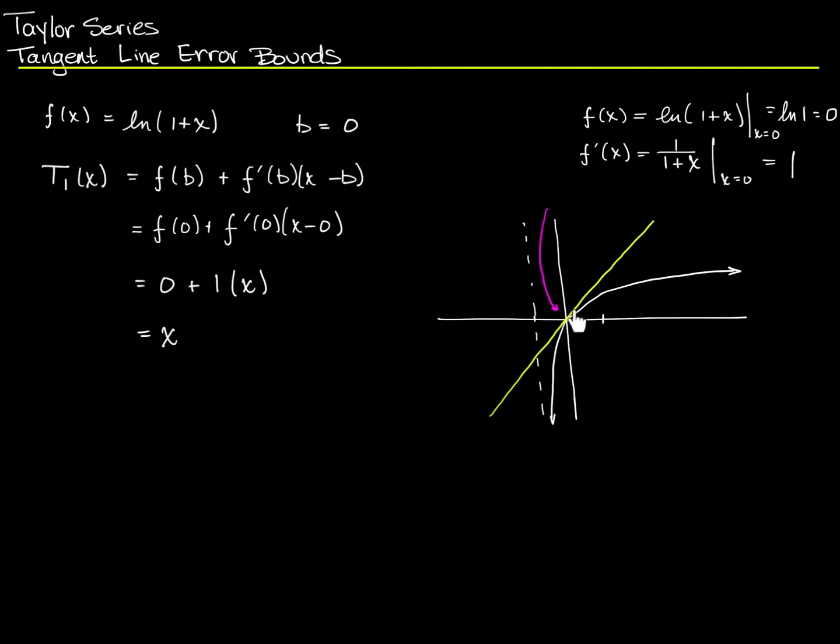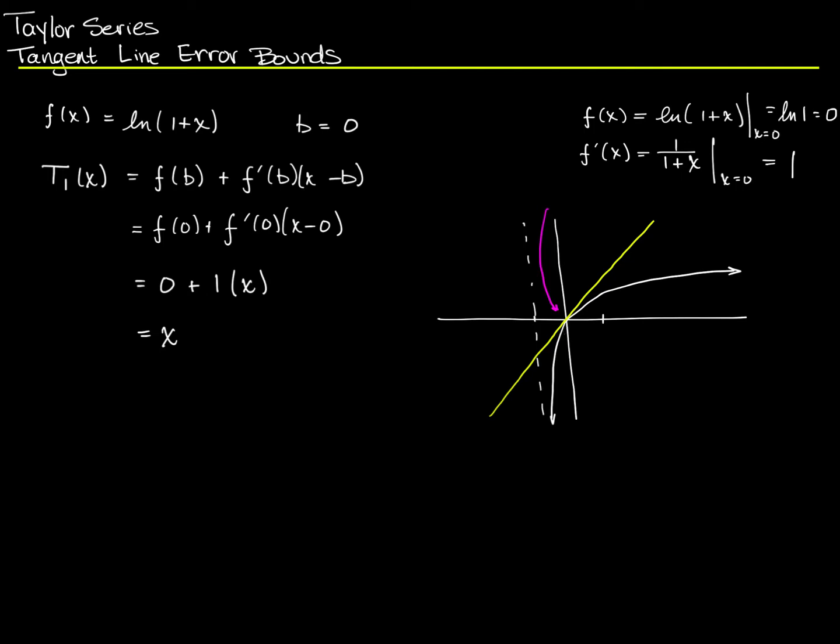If I could zoom in here, I can't do that with this software, but if I could, I could estimate values of natural log of 1 plus x for values very near x equals 0, and get pretty good approximations just by plugging those values into the function for the line. So this linear approximation, this first Taylor polynomial, makes sense for this function near 0.